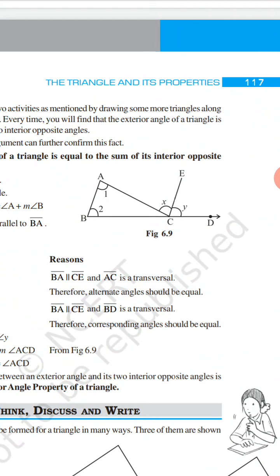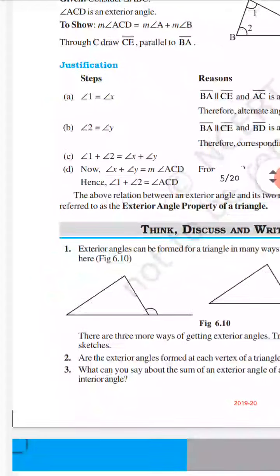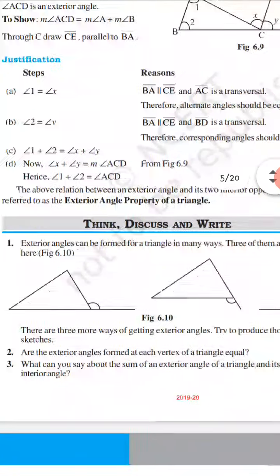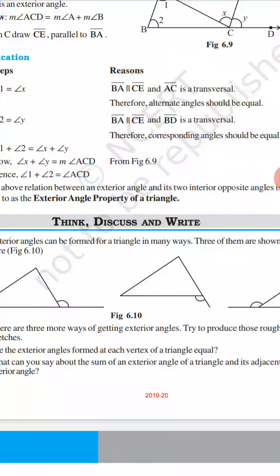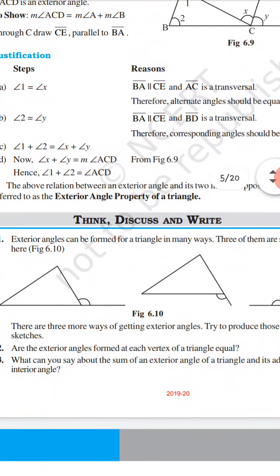Corresponding angles are equal. If we draw parallel lines AB parallel to EC, then 1 is equal to x, that is alternate interior angle, and 2 is equal to y, that is corresponding angle. So x plus y will be equal to 1 plus 2. This is the reason. So what you have learned is that if in a triangle one side is produced, then the exterior angle so formed is equal to the sum of the interior opposite angles.